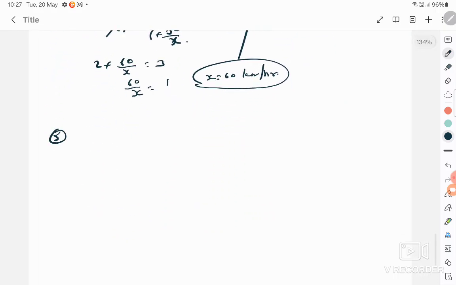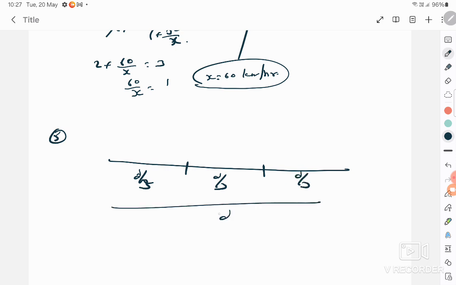So let's go to the fifth question. A body covers 1/3 of its journey. 1/3 means there are 3 parts of the journey. This is d, the total distance, with d by 3, d by 3, and d by 3 as the distance in each part. A body covers 1/3 of the journey with velocity u, the next 1/3 of the journey with velocity v, and the last 1/3 with velocity w.